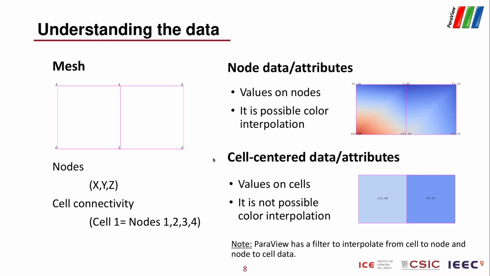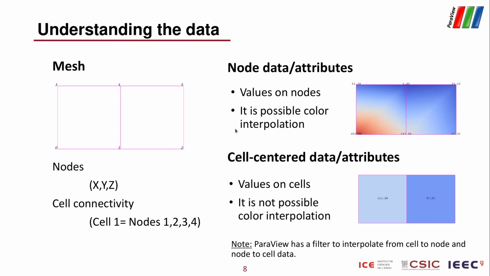Then, before opening ParaView and starting using it, it's important to understand the data. First of all, we have the mesh. The mesh is the geometry of our model, and it has its nodes with XYZ and the cell connectivity. For example, cell 1 is formed using nodes 1, 2, 3, and 4.